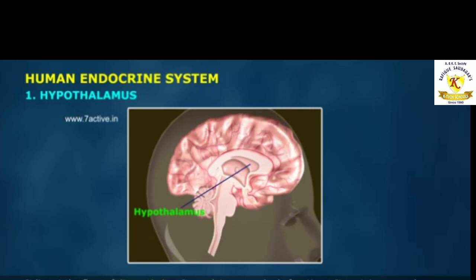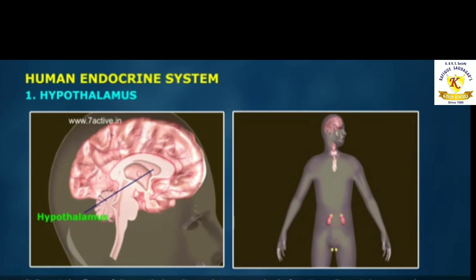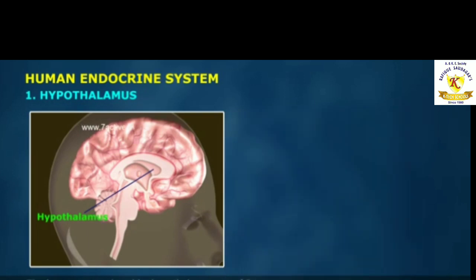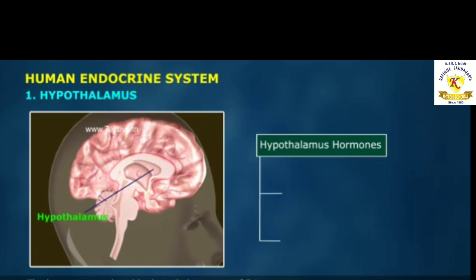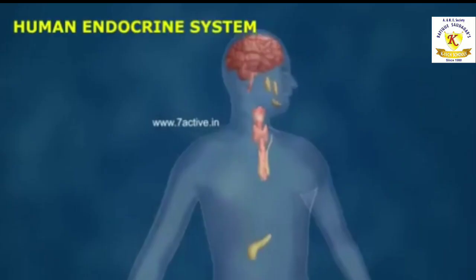It lies at the floor of diencephalon. It regulates many body functions. It contains several groups of neurosecretory cells which produce hormones. These hormones regulate the synthesis and secretion of pituitary hormones. The hormones produced by hypothalamus are of two types: releasing hormones and inhibiting hormones.